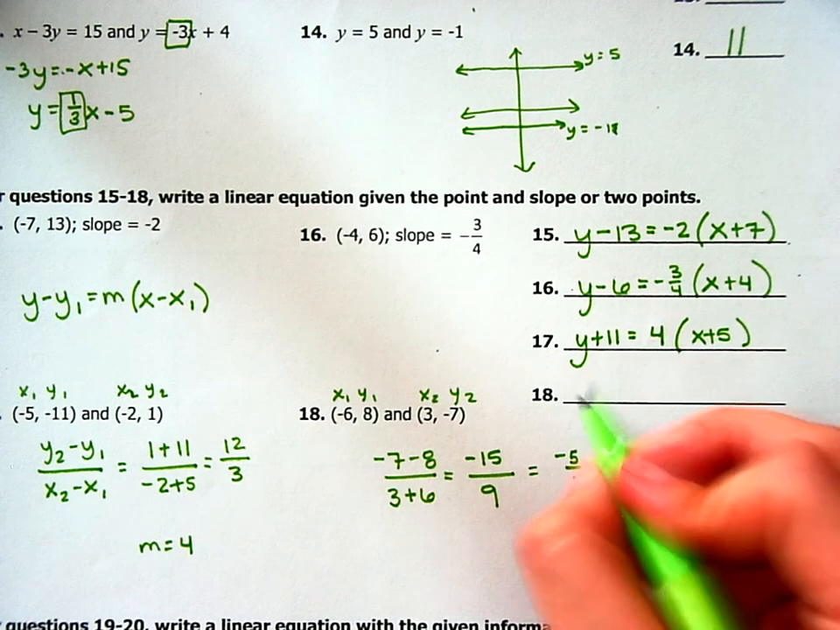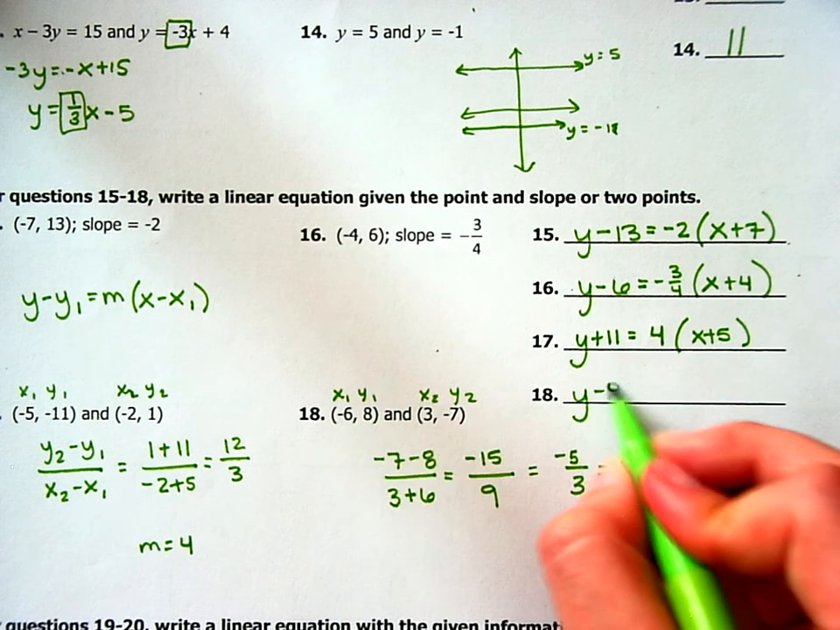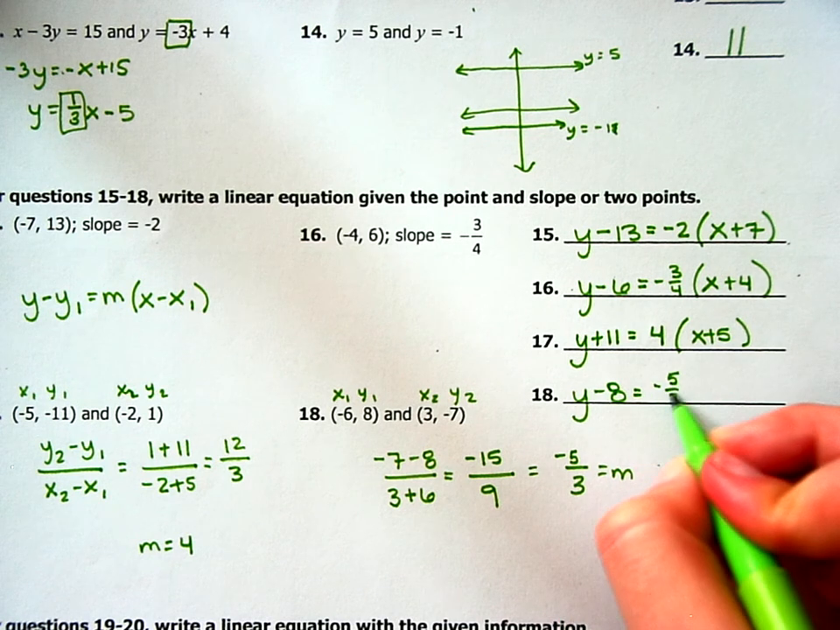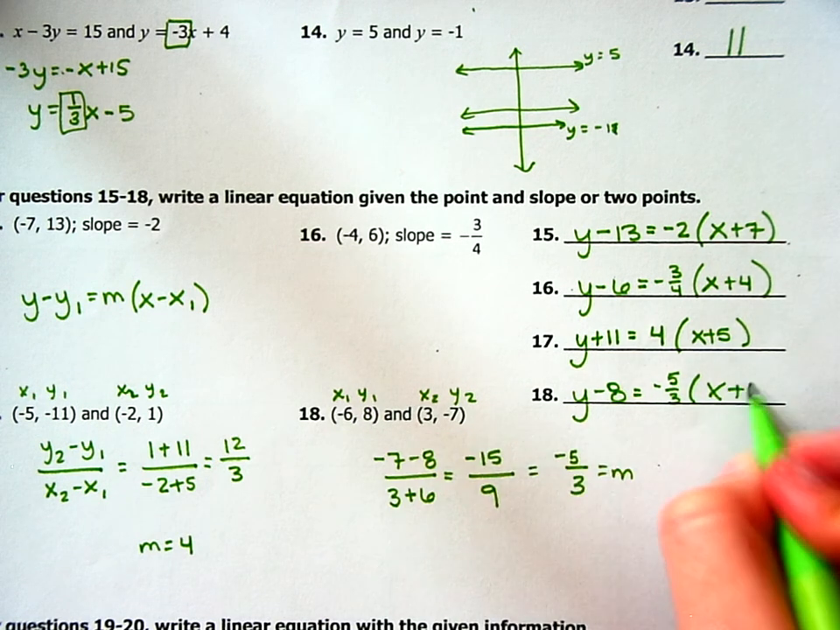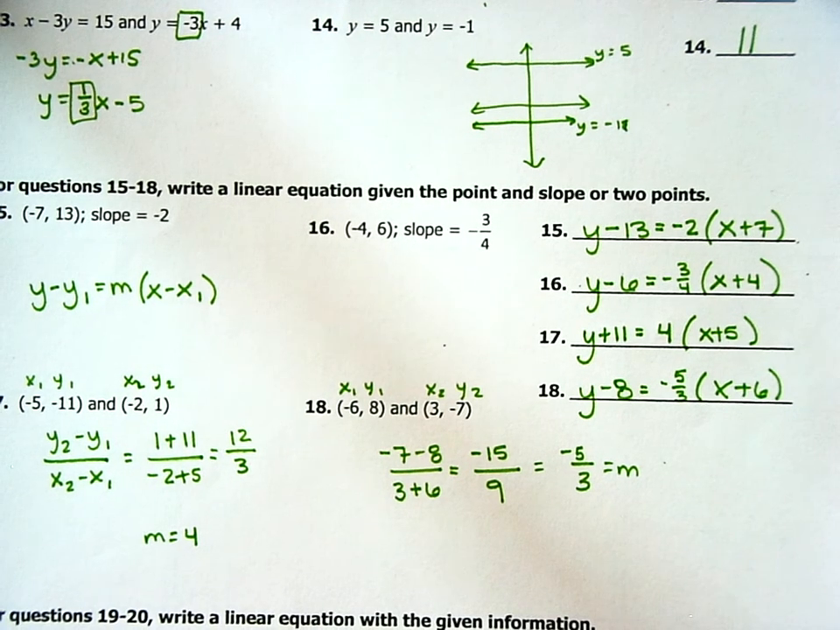So let's write our equation. Y, and I'm going to use my first point again, minus 8 equals, then write our slope, and then x minus negative 6. So it's like x plus 6. So I just used my point slope form for all these answers.